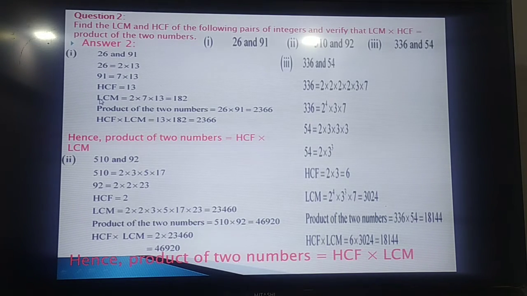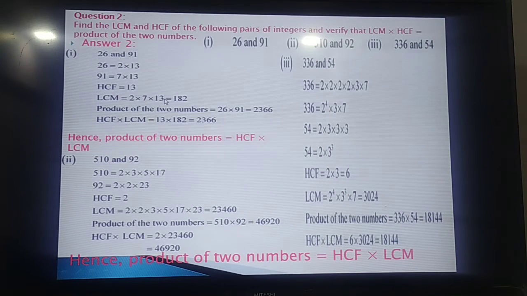Now for the LCM, what do we do? First of all, we write the HCF. Here 13 we have written. And the remaining uncommon factors, that is 2 and 7, we multiply. Then the result is 2 into 7 into 13, that is 182. That is the LCM. So HCF is 13 and LCM is 182.